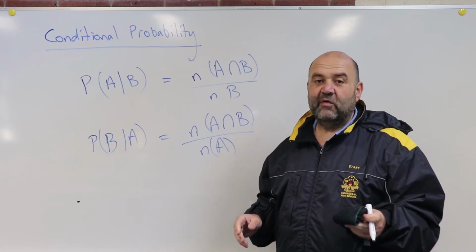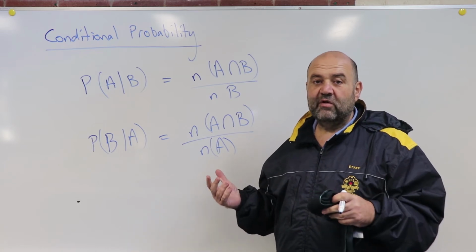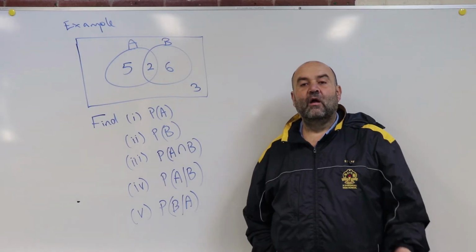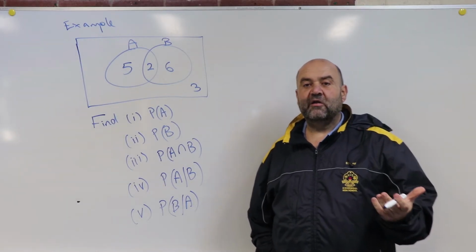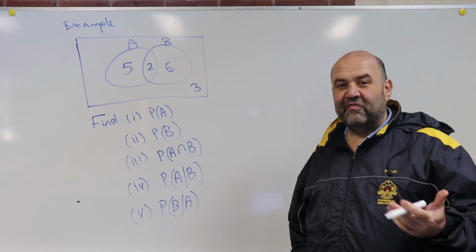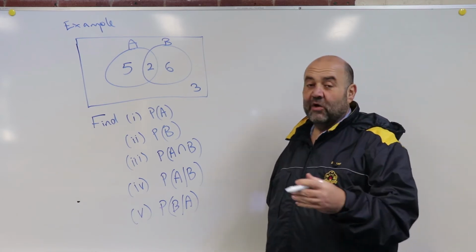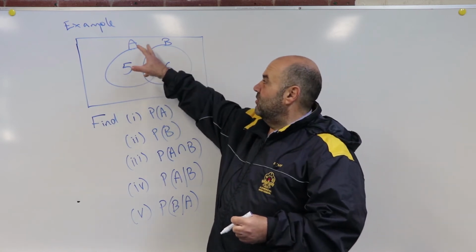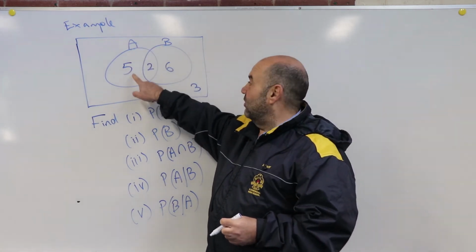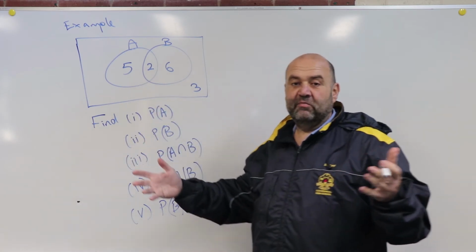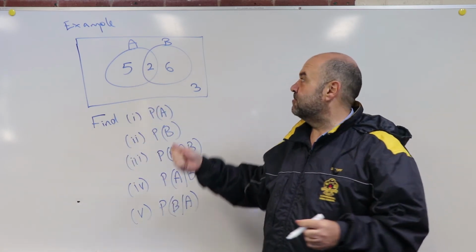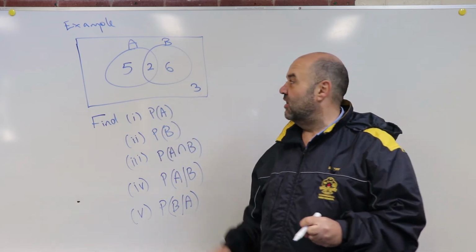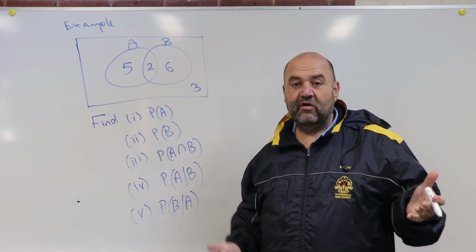Again, through the magic of video editing, I'll come back with a problem on the board, and we'll have a go at solving that one. I'll be right back. Righto folks, welcome back. So in this example, I've got a Venn diagram showing A and B. So we've got, in A altogether, we've got 5 plus 2, so there's 7 people in A, or 7 elements in A. In B, there's 2 and 6, altogether there's 8 elements in B, and there are 3 elements that are in neither A or B.